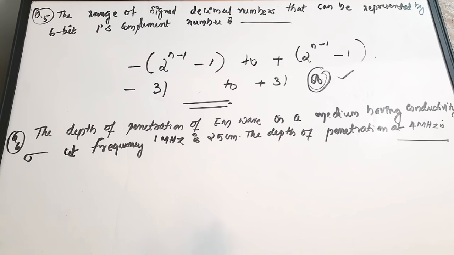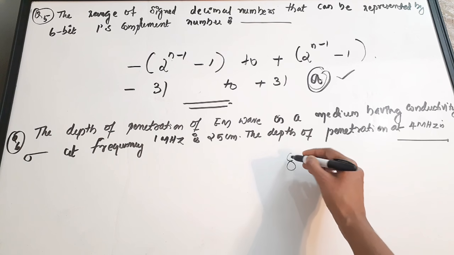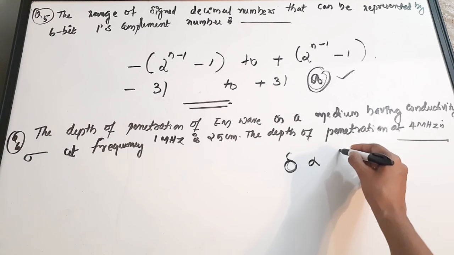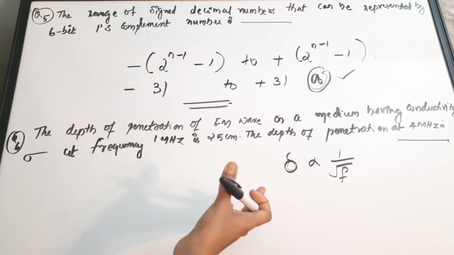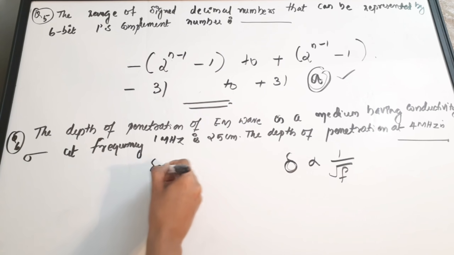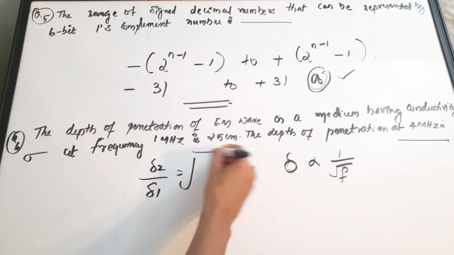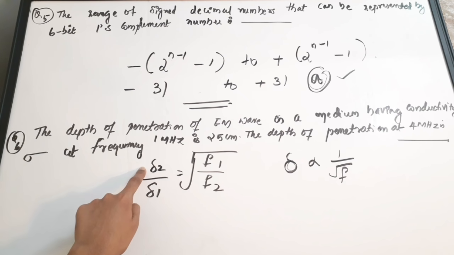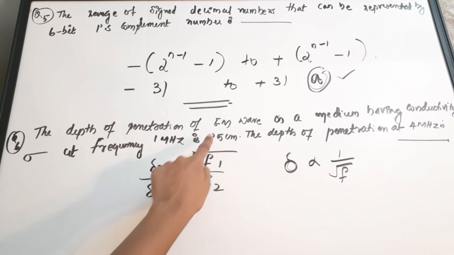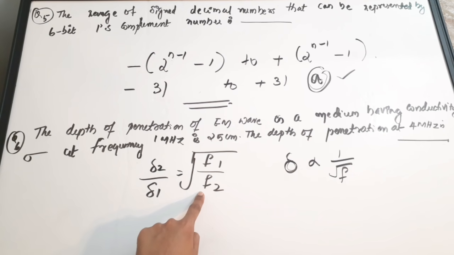So this is actually a relation between depth of penetration or skin depth and your frequency. The relation is delta is proportional to 1 by square root of f. You can write the relation between these two as delta 2 by delta 1 is equal to square root of f1 by f2. Delta 2 is the new depth of penetration or skin depth we need to find. Delta 1 is already given as 25 centimeters. F1 is 1 megahertz. F2 is 4 megahertz.